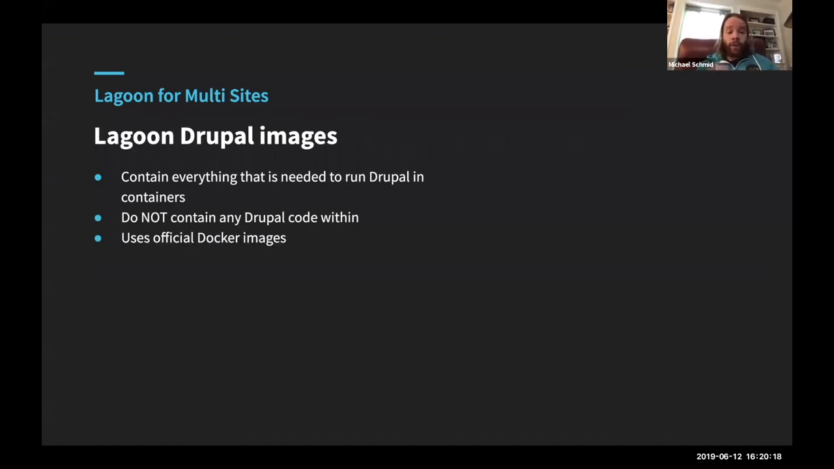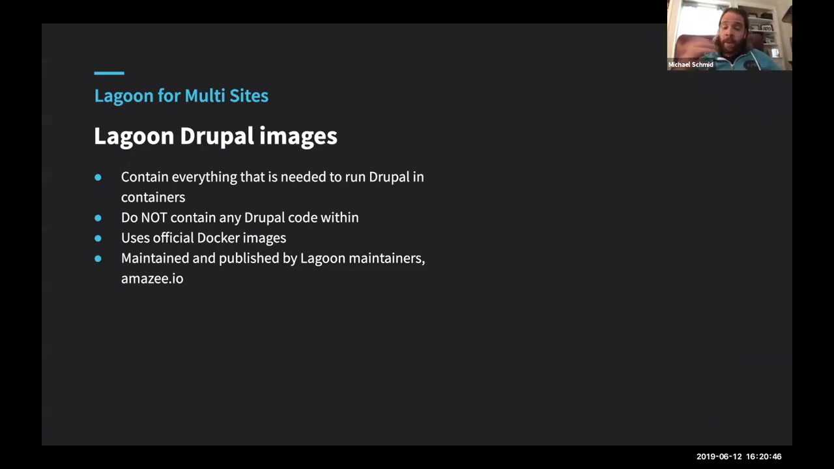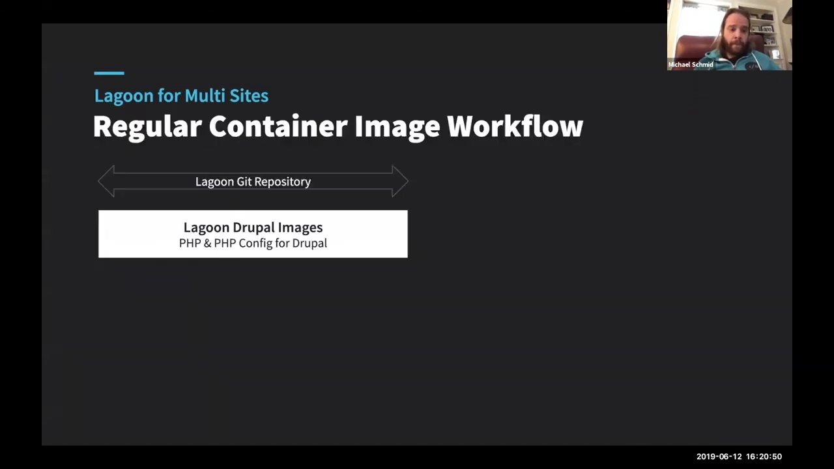If we use the official Docker images, for example, for PHP, this is how we get security updates and the newest features in there. And Lagoon just makes it Drupal able to run, because the default PHP images cannot be used by Drupal. These images are maintained and published by the Lagoon maintainers, which is Amazee.io. But of course, we are accepting pull requests. We're also interested in finding other maintainers. So if you're interested in helping us with that, please talk to us. It's an open source tool, so we can definitely help each other there.